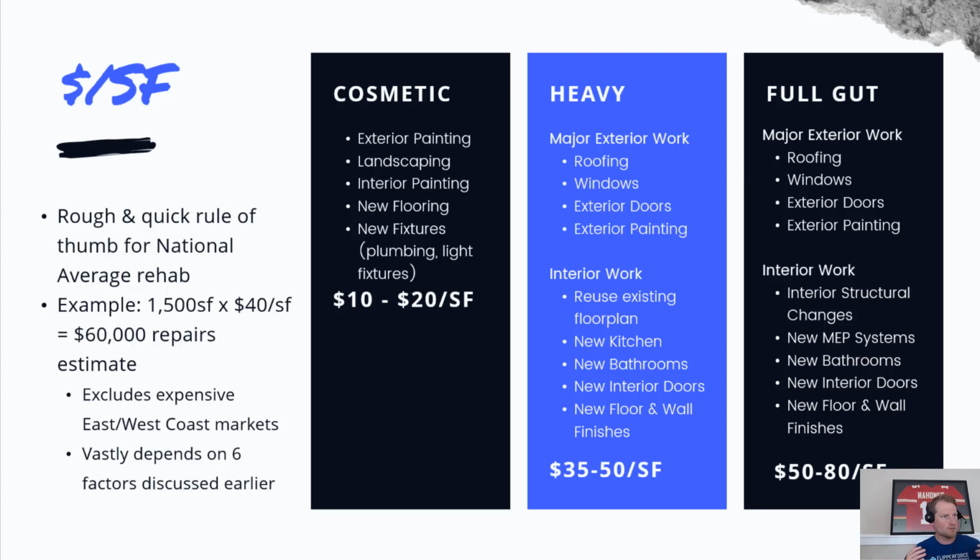Maybe you're just trying to get a rental property up and going, so you're just trying to freshen it up with some new paint, some new flooring, stuff like that. And that would be about $10 to $20 a square foot. So in order to come up with that $10 to $20 a square foot, I went through a detailed estimate and put a price to exterior painting, landscaping, interior painting, new flooring, and the new fixtures, and it was roughly around $10 to $20 a square foot. So that's how I came up with that price. I did a detailed estimate to come up with that dollar per square foot price.